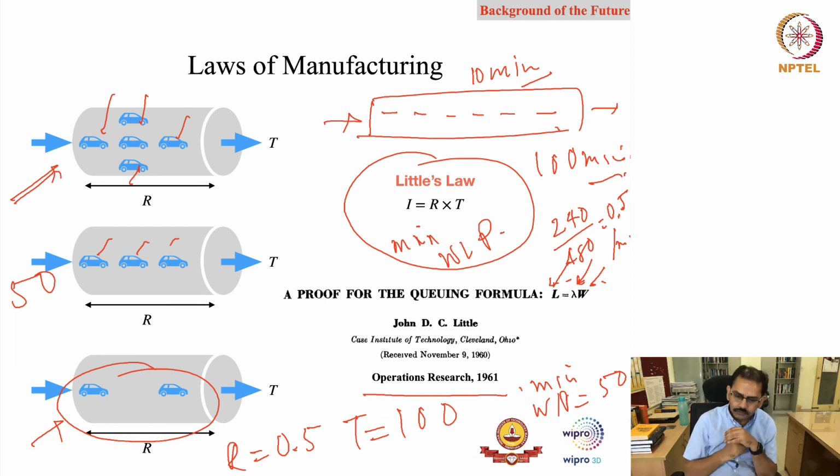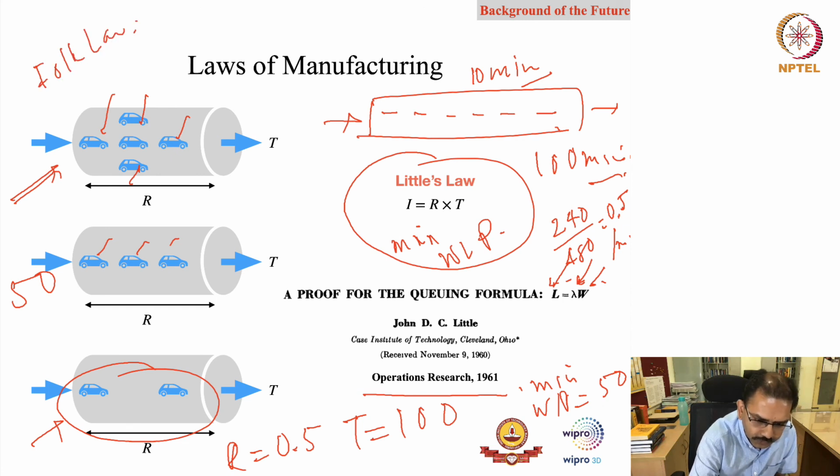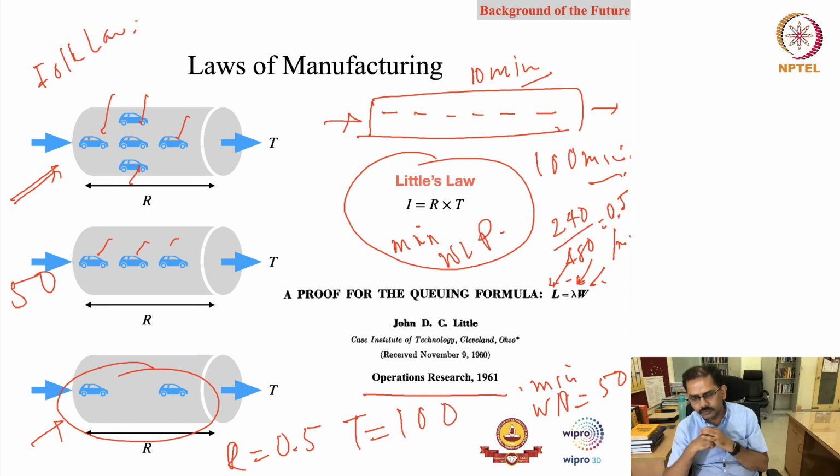So if instead of 100, say I make it 50 minutes by some means, then in that case I need only 25 as the minimum WIP needed for 0.5, right? And remember that this law was not actually given by Little. He only proved the law. This is a folk law, right? So no one can actually claim that this law was given by this person, right? So this law existed even before this paper by JDC Little, and the only thing is he actually proved this in a paper published in 1961 in Operations Research, right?